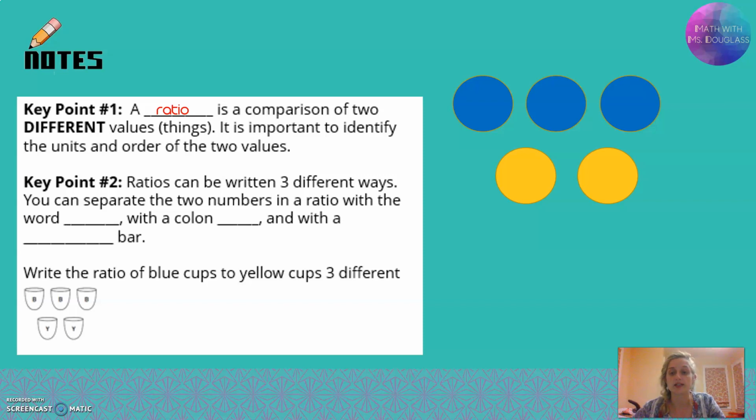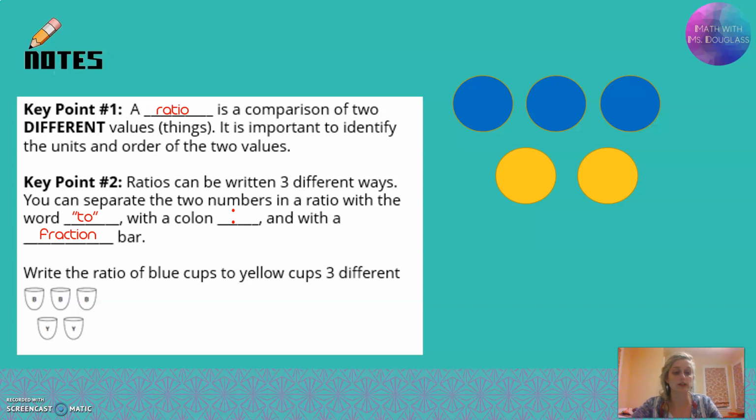The second key point is that ratios can be written three different ways. This is really important. You can use whichever way you want, but you need to be able to recognize all three. The first way to write one is with the word "to" separating it. The second is with a colon, and that's that dot dot that usually starts a list. And the third way is with a fraction bar. So let's use these blue and yellow circles on the side to model the ratios in three different ways.